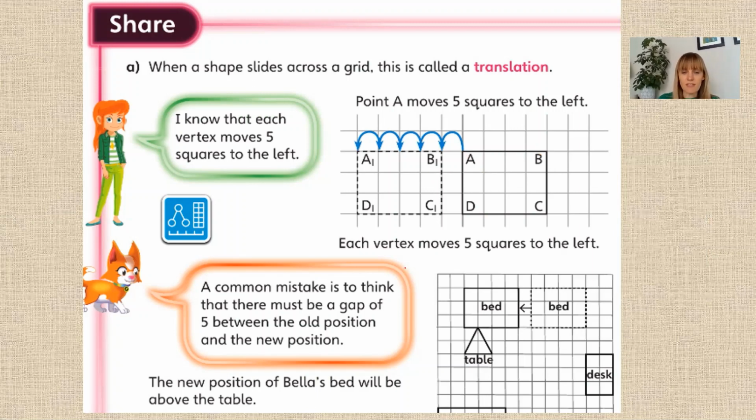Now, sometimes it says here a common mistake is to think that there must be a gap of 5 between the old position and the new position. And that's not the case. It's just making sure if it says 5 places to the left, you move each vertex that many times. So actually, if it moves 5 squares to the left, it's going to be straight above the table.